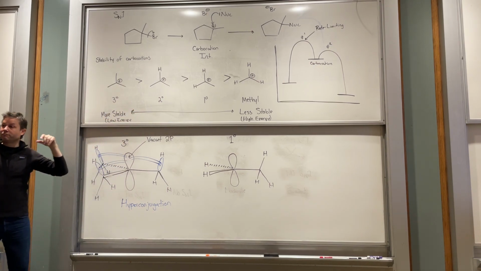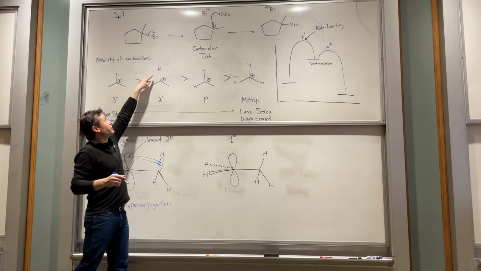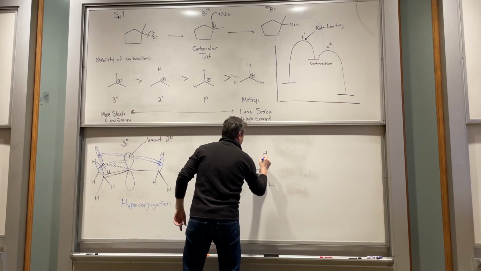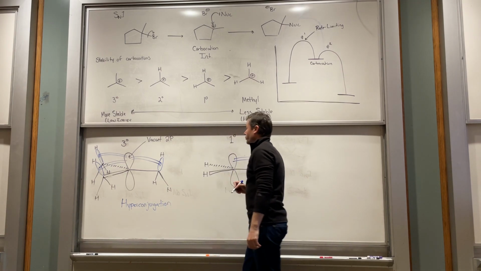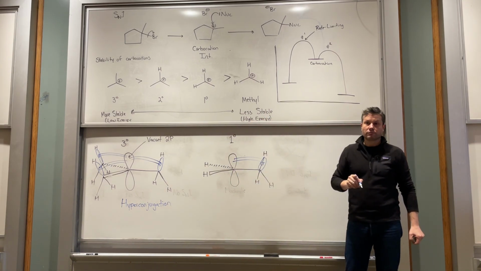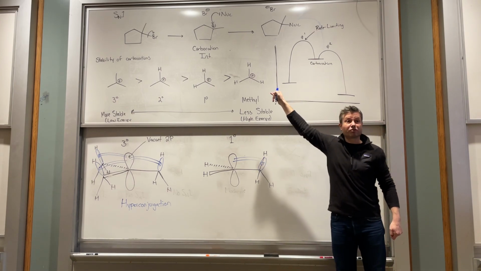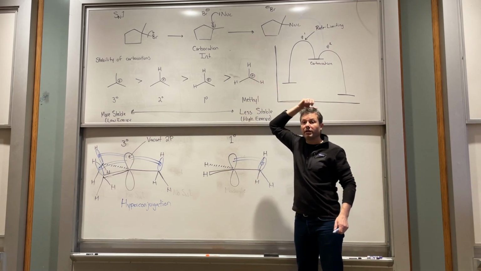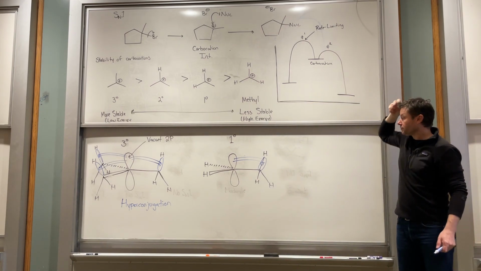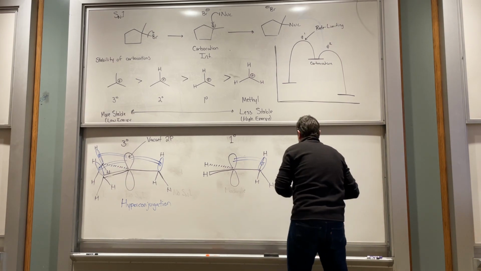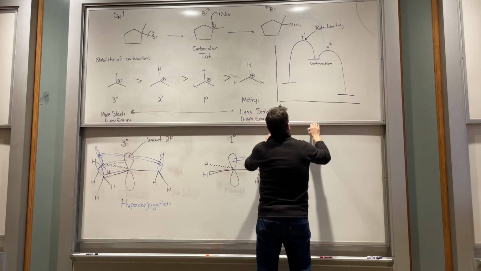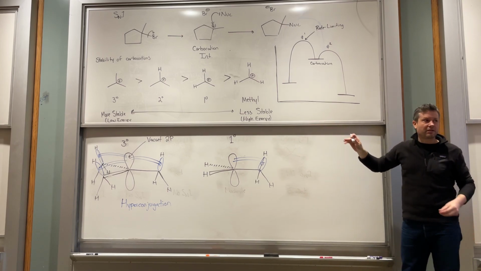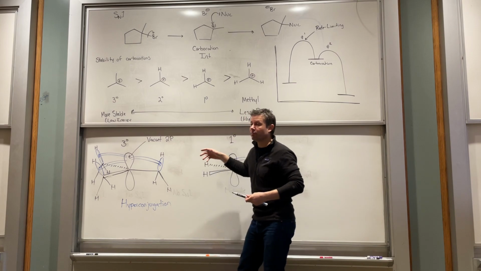Secondary carbocations, we only have two carbon groups. This hydrogen here doesn't have any bonds coming off of it, so we only have two elements of hyperconjugation. Primary, we only have one element of hyperconjugation. Methyl, we have three hydrogens, nothing's coming off of those hydrogens, so there's absolutely no hyperconjugative stabilization in methyl carbocations. Okay, questions about that? Make sense to everybody? Yeah? Okay, so the greater the substitution around the carbocation, the more stable it's going to be.